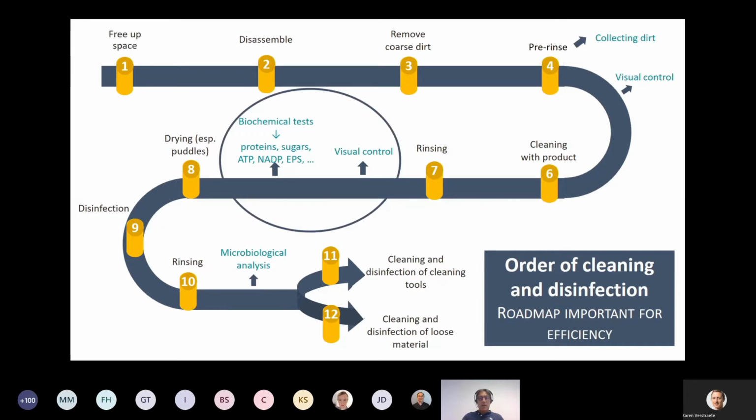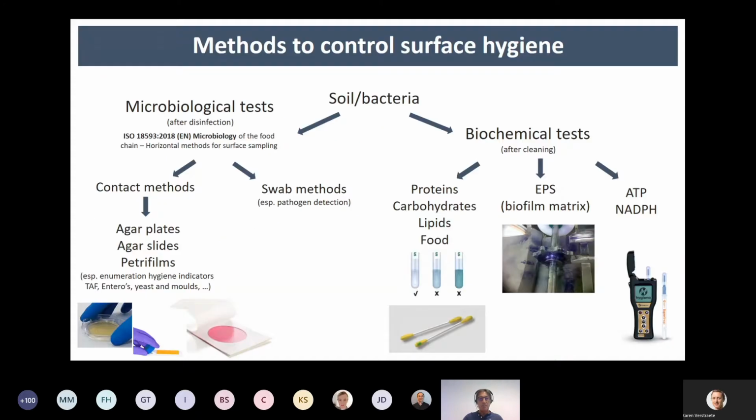A visual control, to look if all the dirtiness is away. And besides that visual control, I always advise the companies to also do at least some biochemical tests, like, for example, ATP measurements, because by doing ATP measurements, you can look if organic matter is still present. And a second check is, in fact, after your disinfection. There you need to do microbial analysis to check if the disinfection is well done.